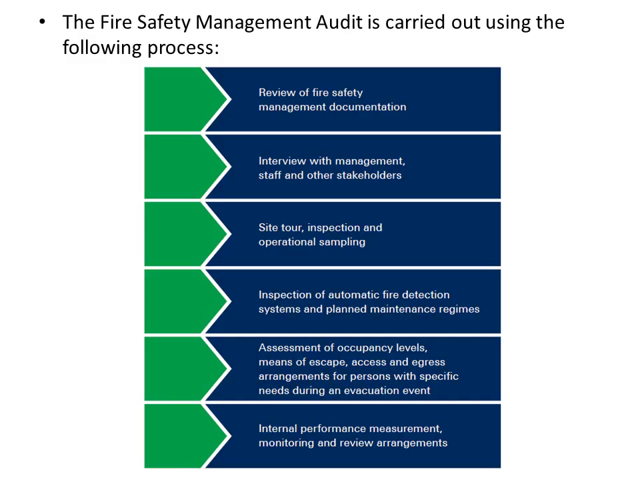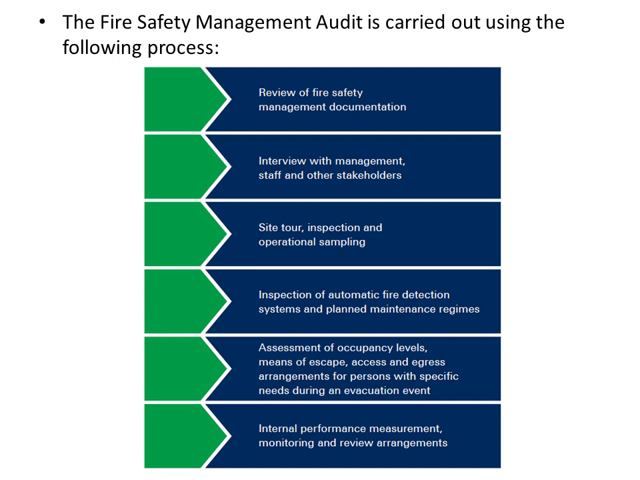So fire safety management auditing is usually carried out through the following processes. The first step is that they will go through all the fire safety management documentation for the industry. Then they will interview the management staff and other stakeholders. They will tour the site and inspect the operation in the industry itself, where they have kept the fire safety equipment. Then they will inspect the automatic fire detection system and plant maintenance regimes.